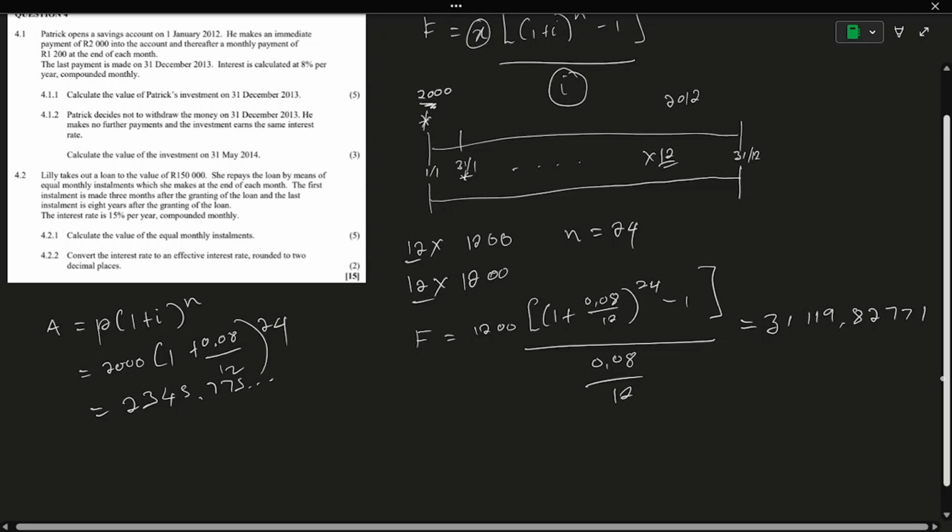2345.775 dot dot dot. I see that this is a bit longer. You don't need to round off here, just as I discussed in the other answer. So what you're going to do is take this number as is and add it to the future value that you got. You are going to take this and add it to this right here. So what I get is this person is going to get 33,465.60 at the end of these 2 years.